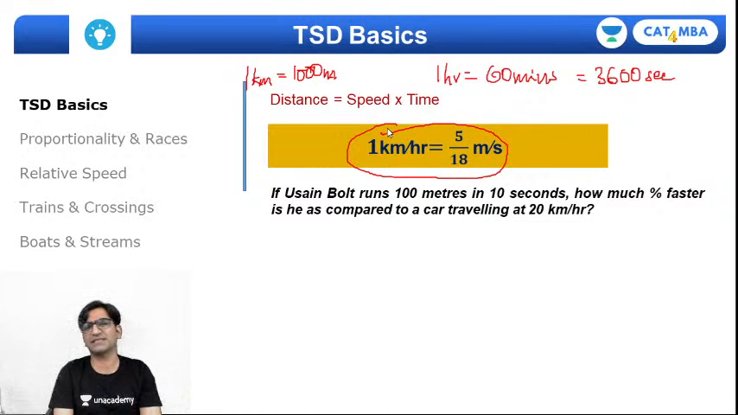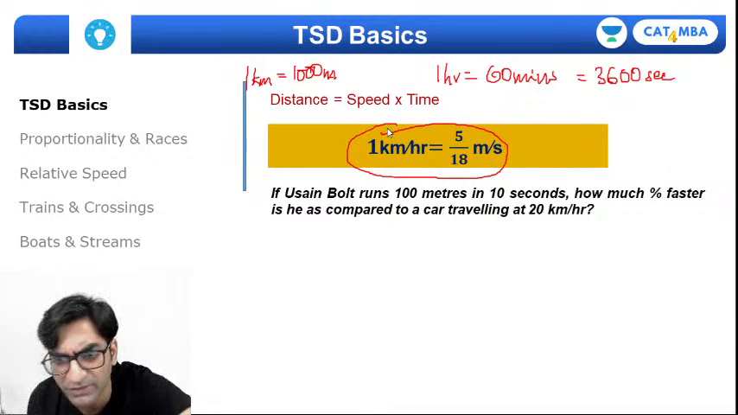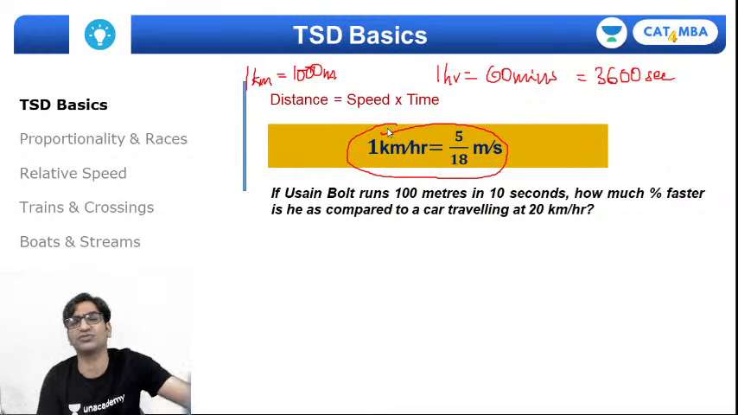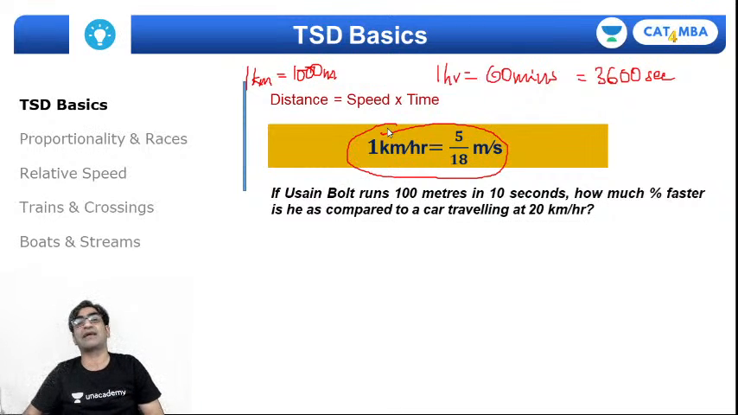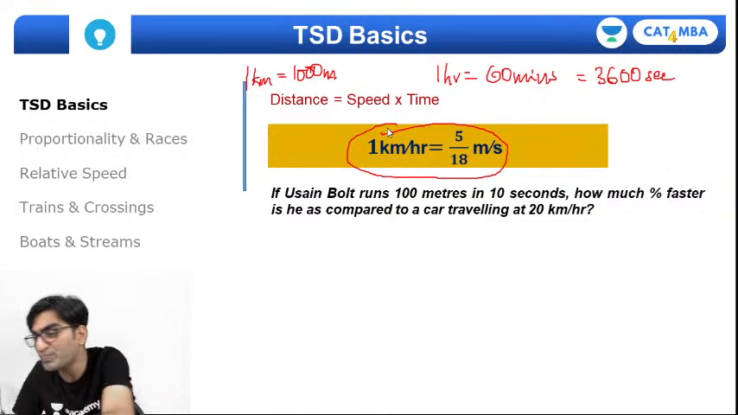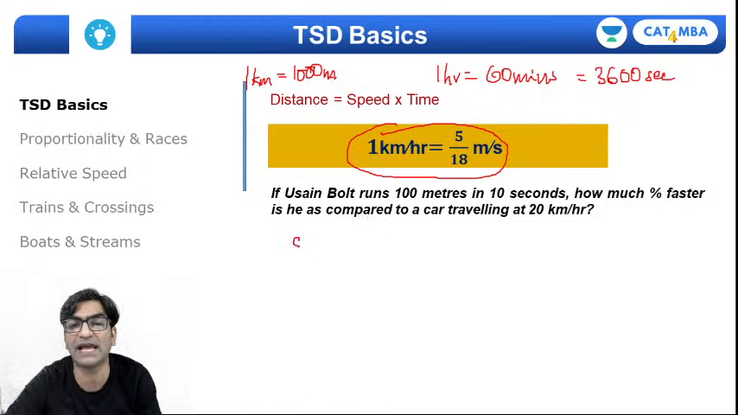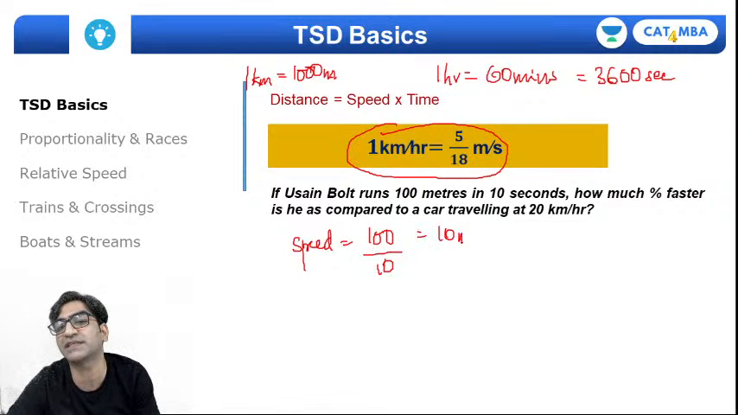100 meters in 10 seconds मतलब speed तो निकल आएगी उसकी. You're given the distance, you're given the time. Right? The question asks you to compare his speed with that of a car traveling at 20 km per hour in percentage terms. How much percentage faster is he? Right? You can see in this problem when I first calculate speed, I know that's going to be distance upon time. So 100 meters upon 10 seconds means 10 meters per second, right?